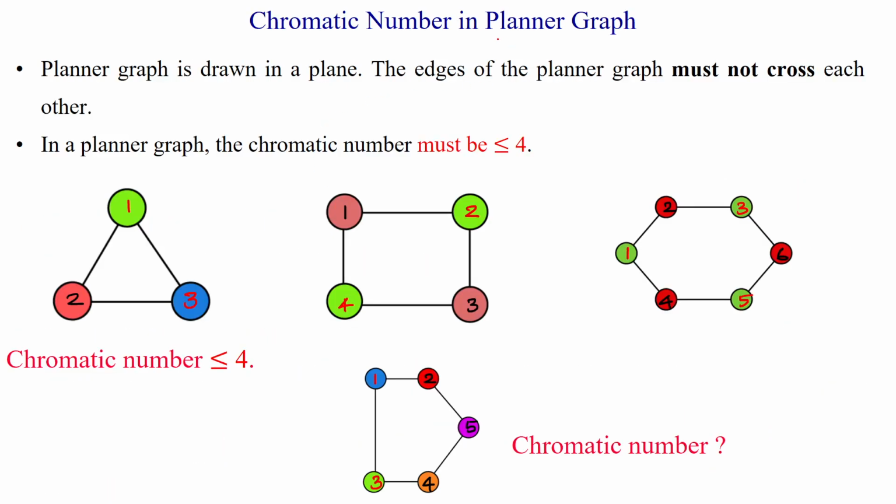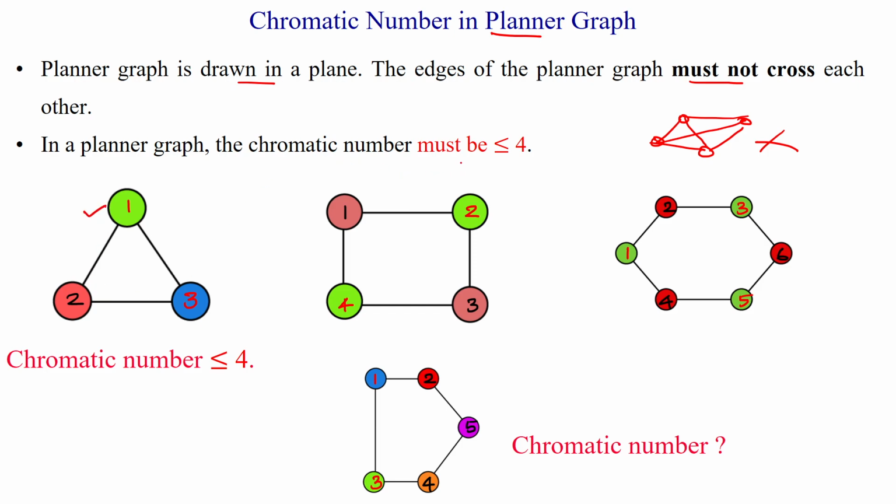And there is another kind of graph, the planar graph, which is drawn on the plane. The edges of a planar graph must not cross each other. That means if you have a graph like this, the edges should not cross each other. Like this it should not cross. So this is about the planar graph. This is not a planar graph. The planar graph should have edges without crossing each other. Here the edges are not crossing each other.